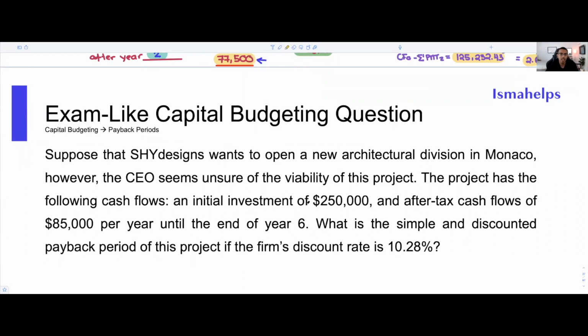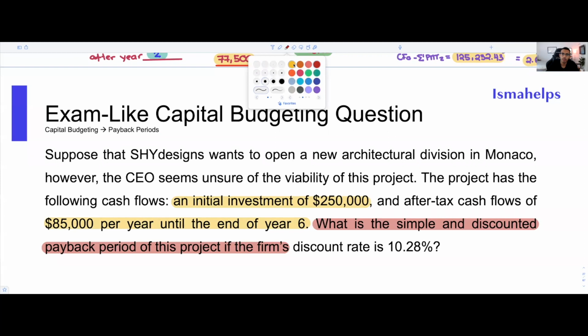So suppose that Shy Design wants to open a new architectural division in Monaco. However, the CEO seems unsure of the viability of this project. She knows that there's an initial investment of $250,000, which is crazy, and after-tax cash flows of $85K per year until the end of year 6. We want to know, and we're going to highlight this in red, it's our tradition, what is the simple and discounted payback period of this firm, if we know that the discount rate is 10.28%.